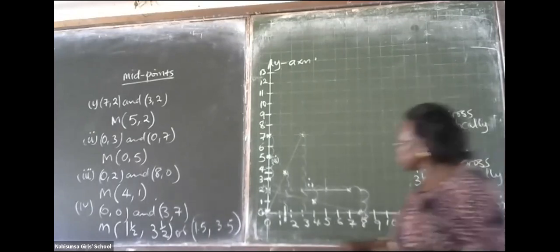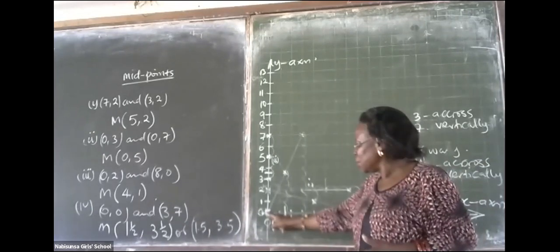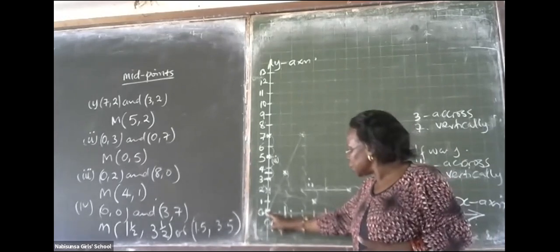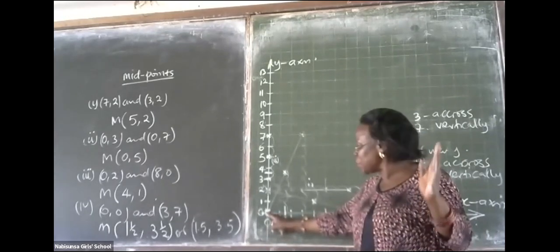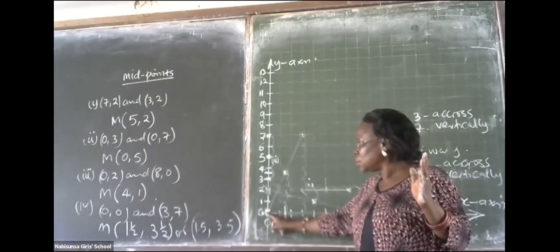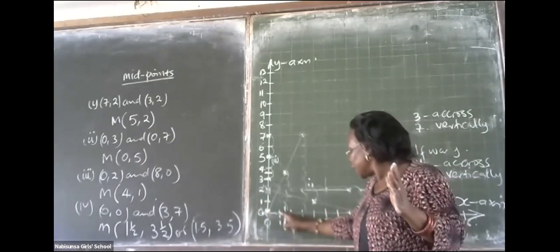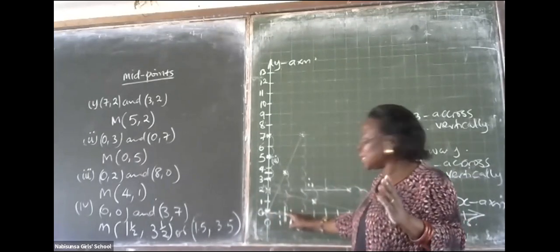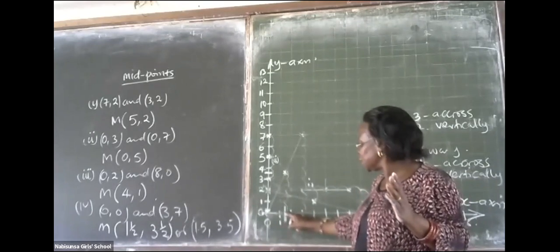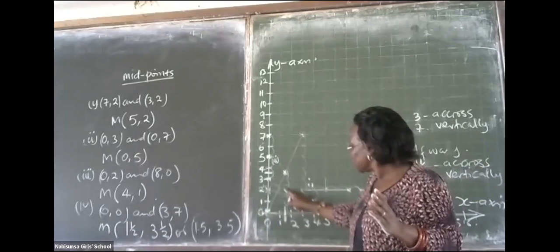Then you come to the starting point. Across, how many steps are we supposed to go? 1.5. And then how many steps vertically? 3.5.